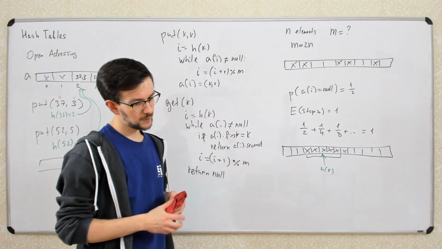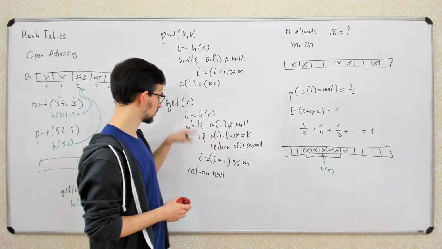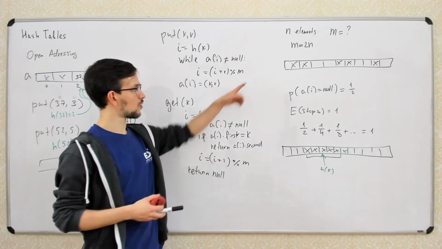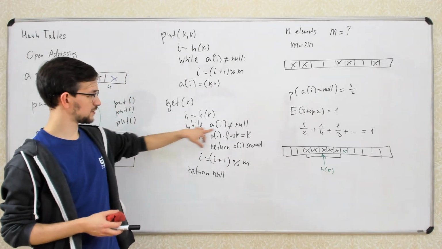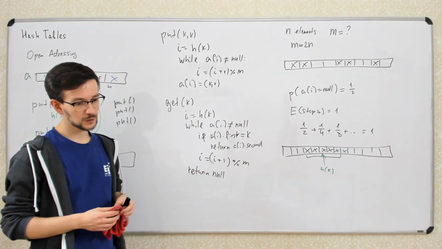What about when the hash table is empty? No problem. If the hash table is empty, then all cells are null. So we go here, see it is null, jump here, return null. No problem.